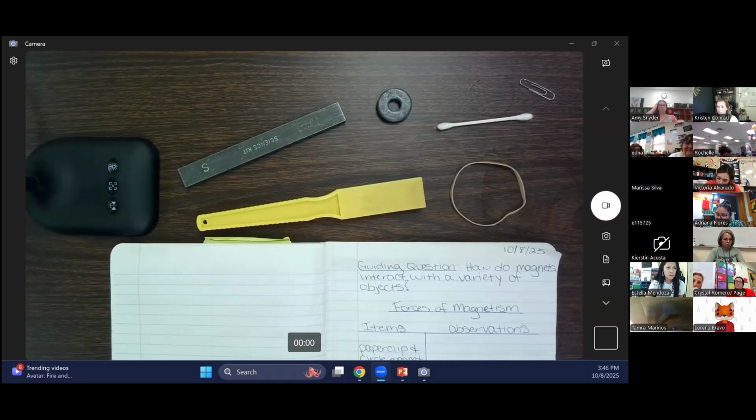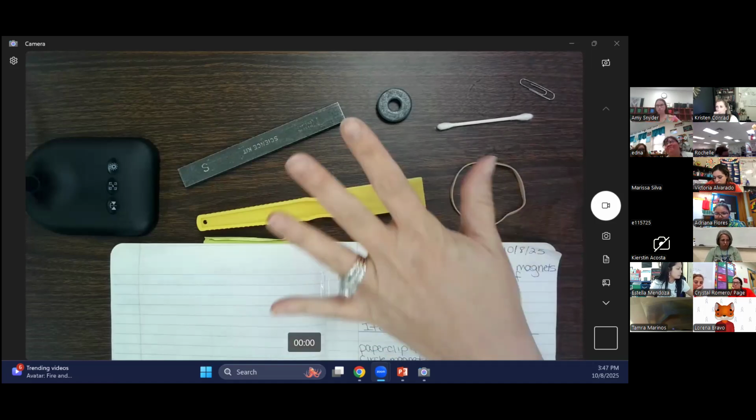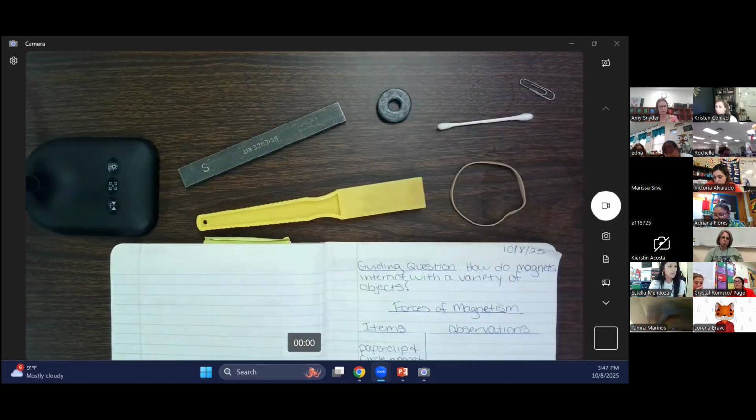So I'm going to say to myself, okay, guys, today we are investigating this question. How do magnets interact with a variety of objects? So I need to think to myself, what materials do I need to be able to do this? I'm going to need some magnets, a variety of magnets. I'm going to need different materials, ones that I think might be magnetic and not be magnetic, just a variety. So I have my materials right here set up for me, so I'm good to go there.